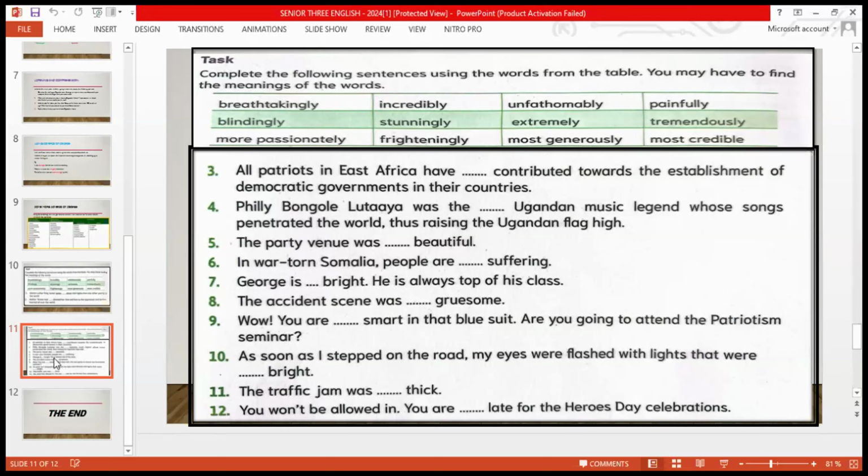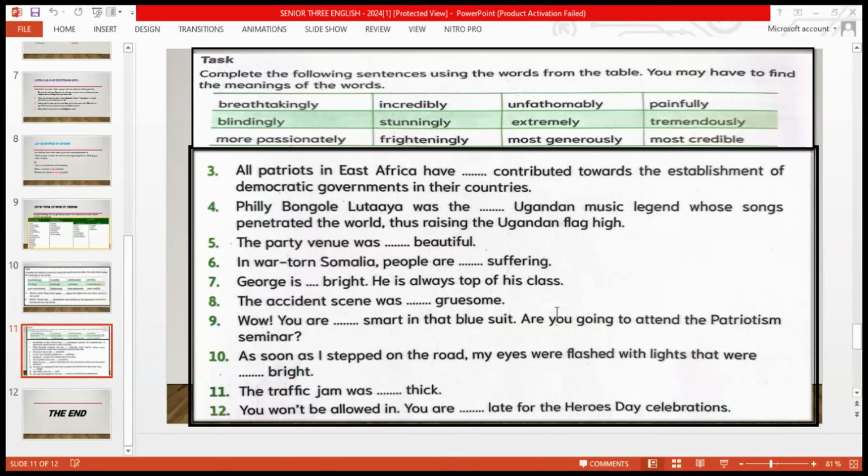All patriots in East Africa have incredibly contributed towards the establishment of democratic governments in their countries. Okay, thank you. That passes. Amazing. Let's get someone for number four. If we can do this very fast, we shall end our lesson in the stipulated time, much as we've lost some minutes. Okay. Number four, let me give it to Lighton.